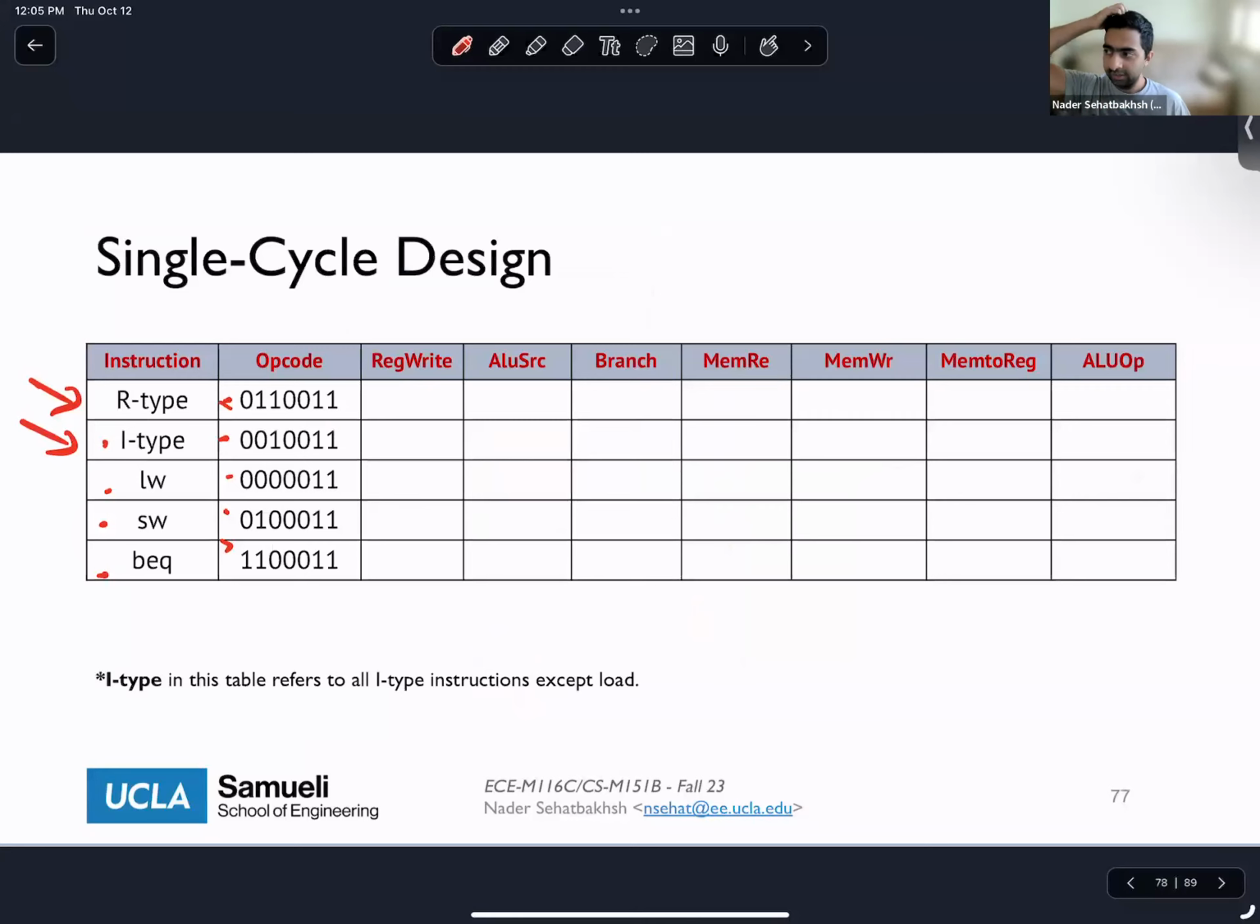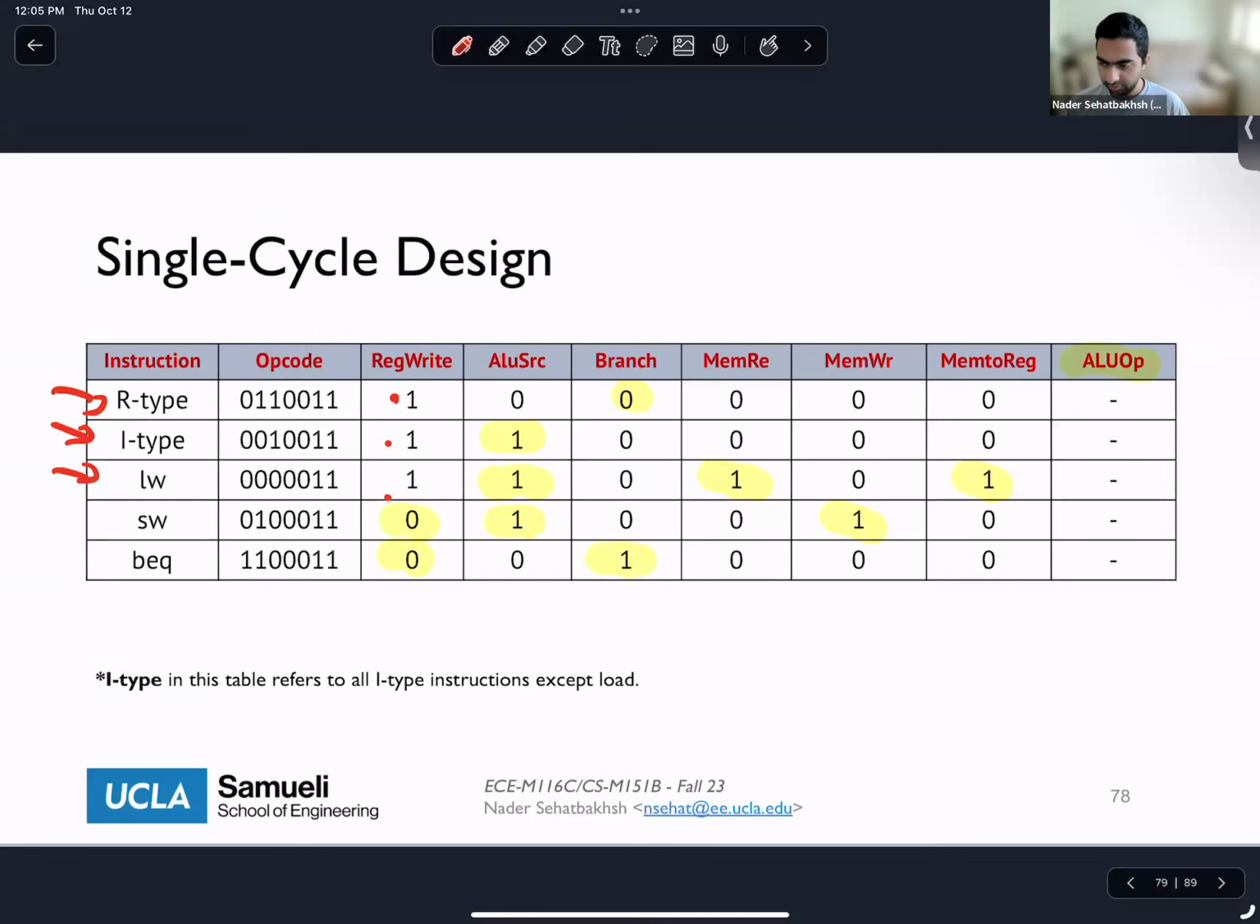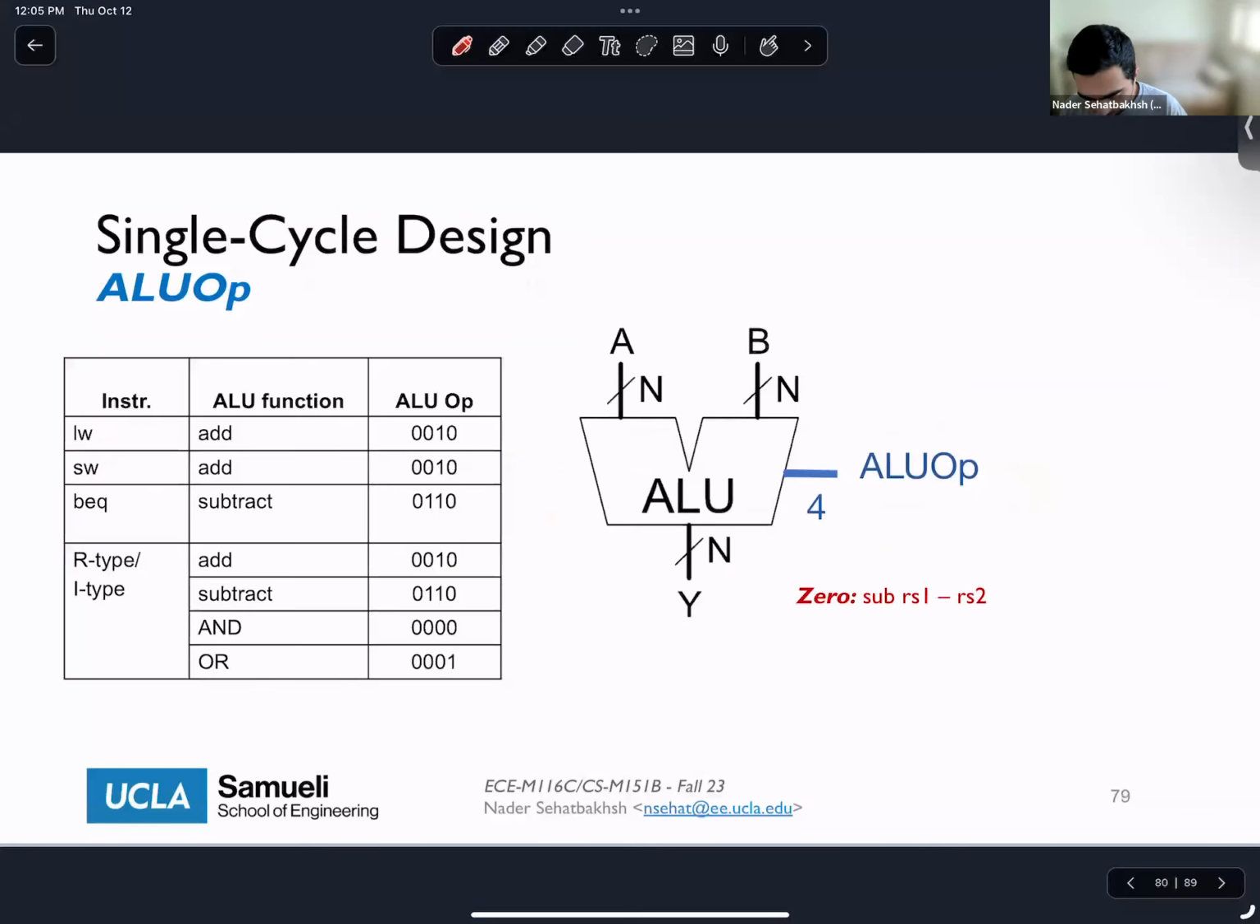The last thing that we were discussing was these control signals, and we showed you this. The last thing that we didn't go over was this ALU op. So let's finish this and move on to the next step. Is there any question about this last part before we move on? Okay, so let's talk about ALU op.